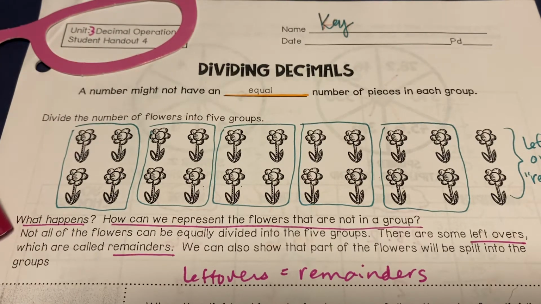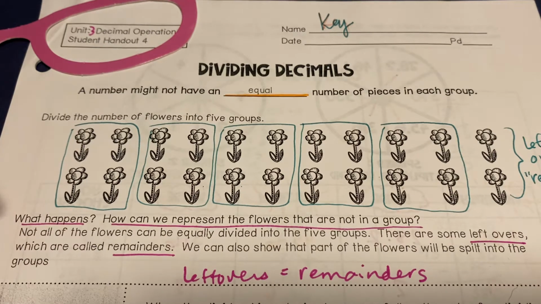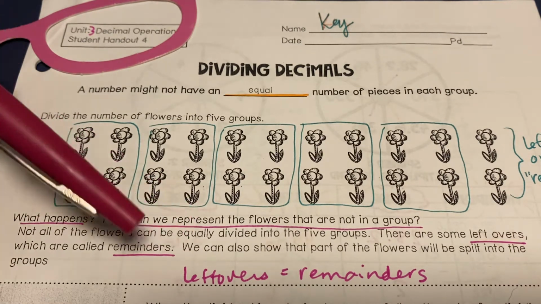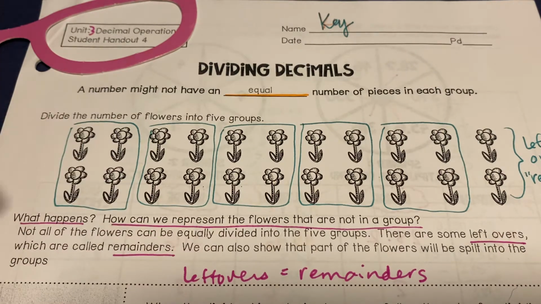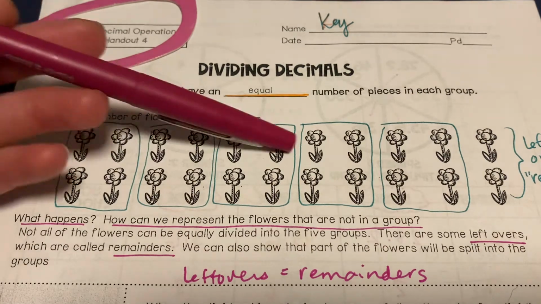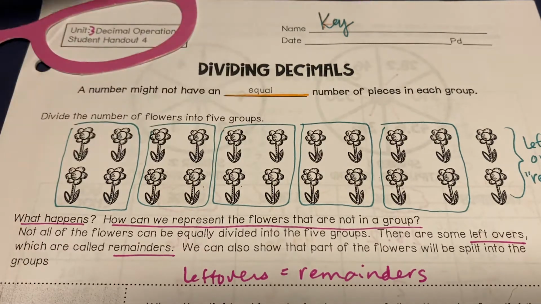Here you could write something like this. Not all of the flowers can be equally divided into 5 groups. There are some leftovers, which are called remainders. We can also show that part of the flower will be split into groups. Now, you definitely don't need to write it like that. You could write, what happens? Well, we can divide them into 5 groups, and then there's 2 leftovers. And leftovers are called remainders. Anything like that would be totally fine.